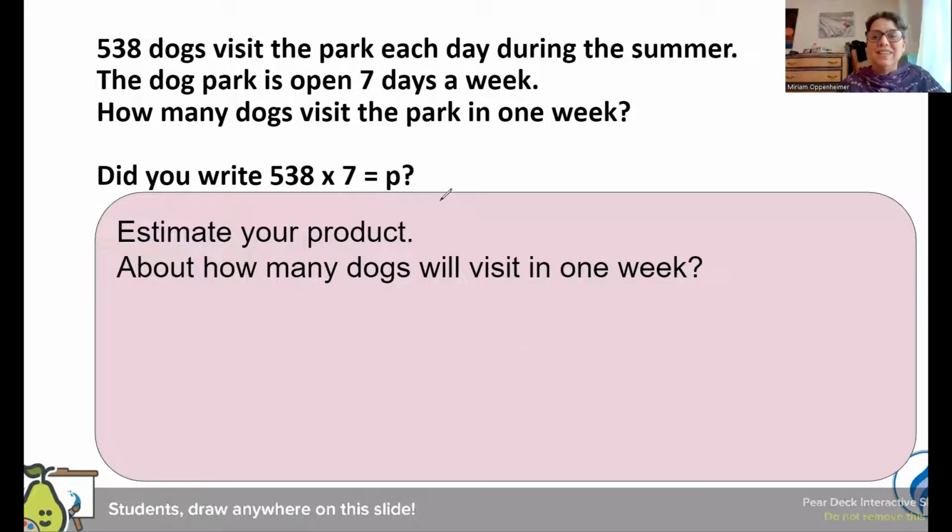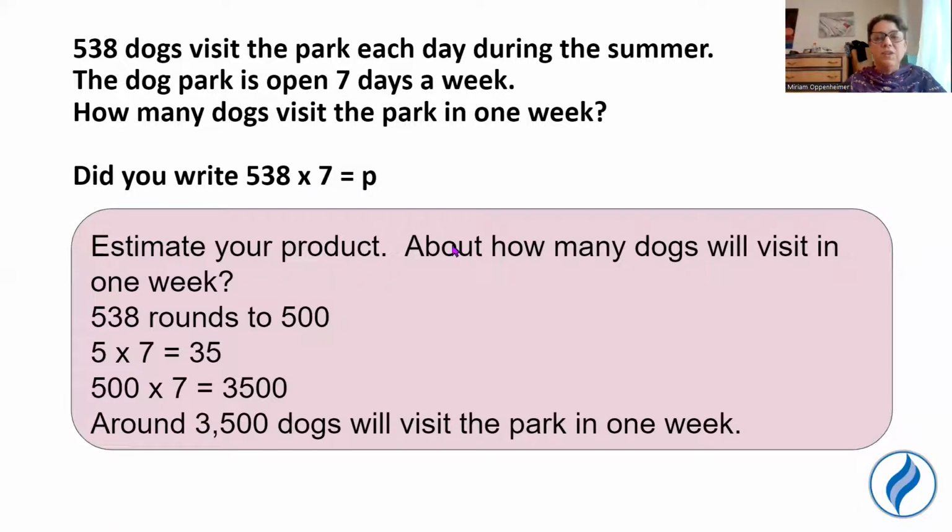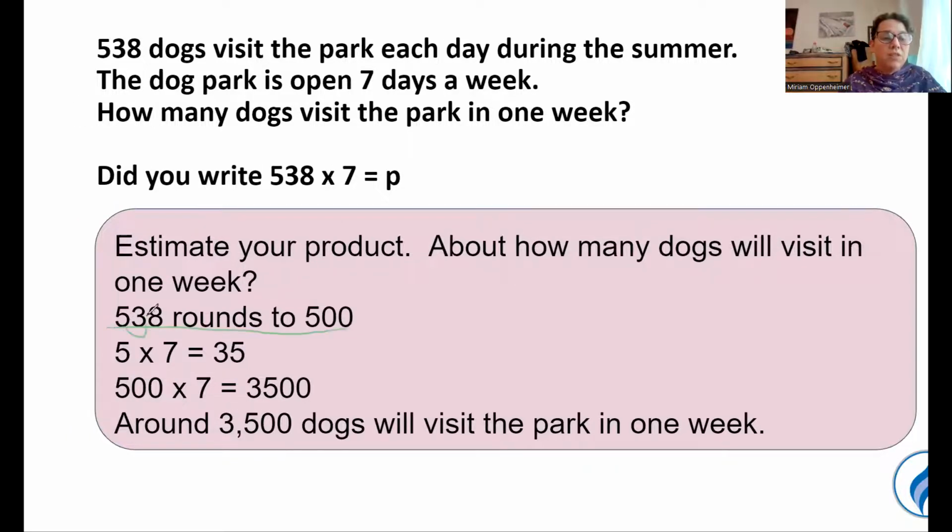All right. Okay, let's see. Is that what you have? We have the word rounds to. 538 rounds to 500 because 3 is less than 5. So we're not going to do 600. We're going to stay at 500. 5 times 7 is 35. Got it. 500 times 7. There we go. Exactly what we wanted to do.